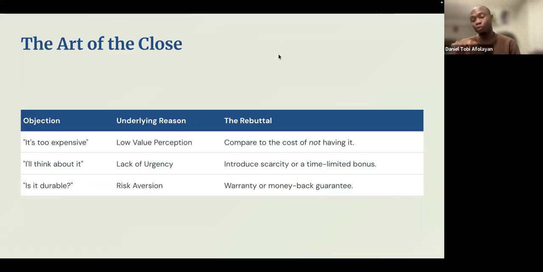This is the art of closing deals. To close deals, you have to understand how to deal with objections. A lot of people have objections. Dealing with objections is what differentiates business A and business B, and what helps you to be profitable while someone else is not profitable.